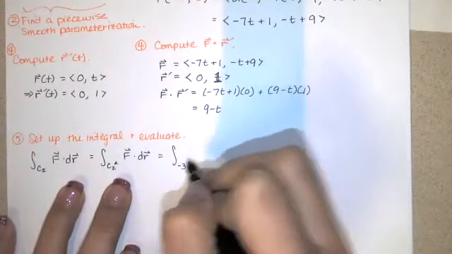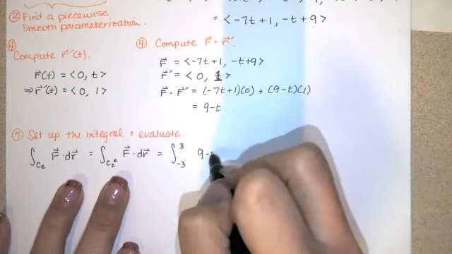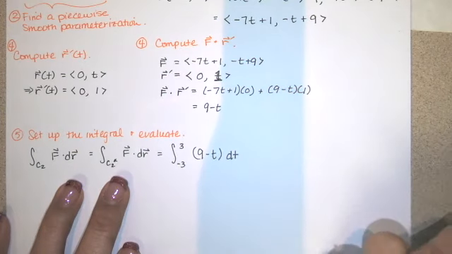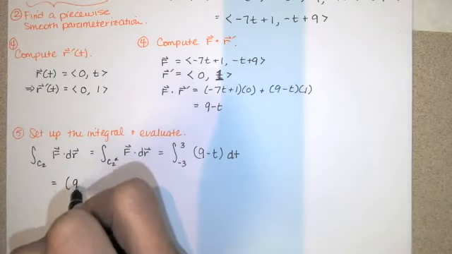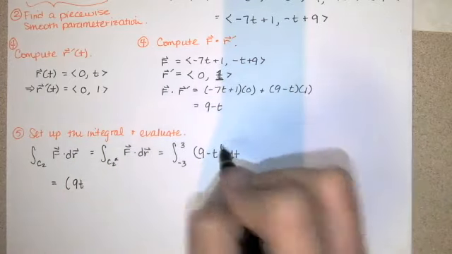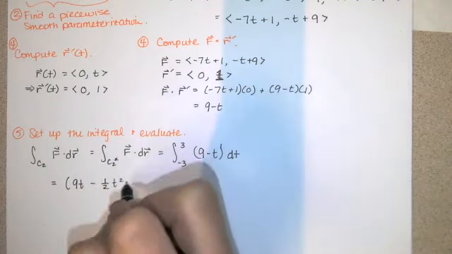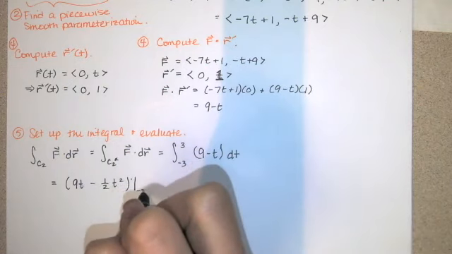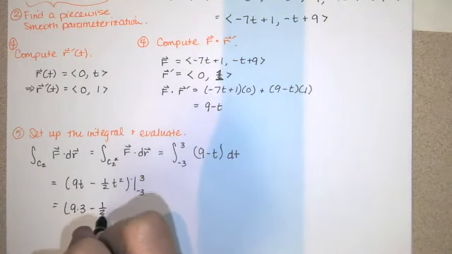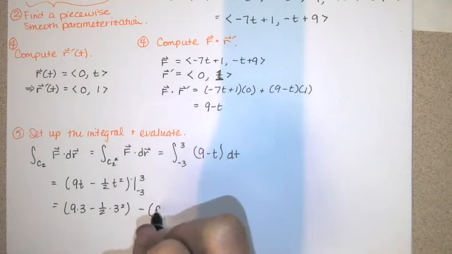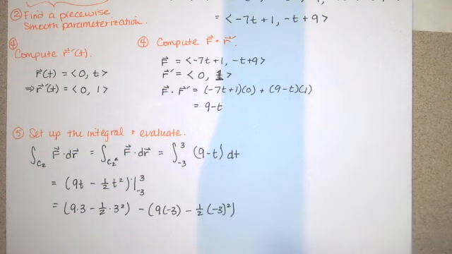So it's the integral from -3 to 3 of f dotted with r prime, which is 9 minus t in terms of t. And we'll just evaluate that integral with respect to t. It's very easy. The antiderivative of a constant with respect to t is a constant times t. Here we'll use the power rule, bring your negative down. Then you want to add 1 to the exponent, divide by the new exponent, then evaluate from t equals -3 to t equals 3. So you just plug in 3, plug in -3, and subtract. Easy breezy.